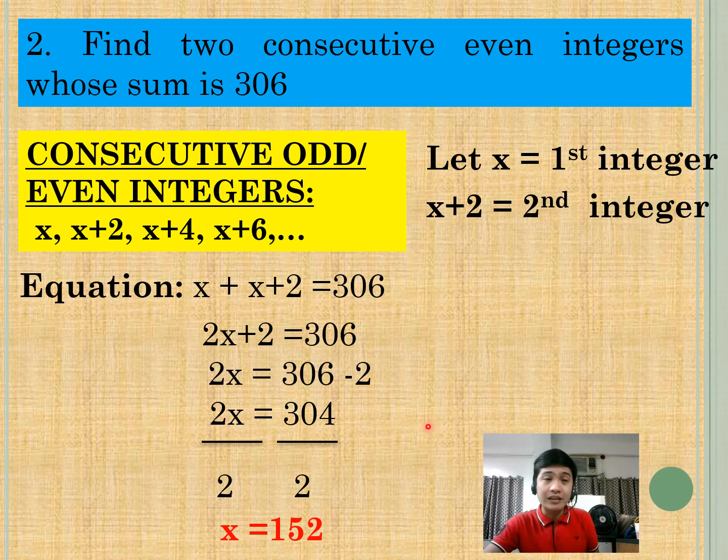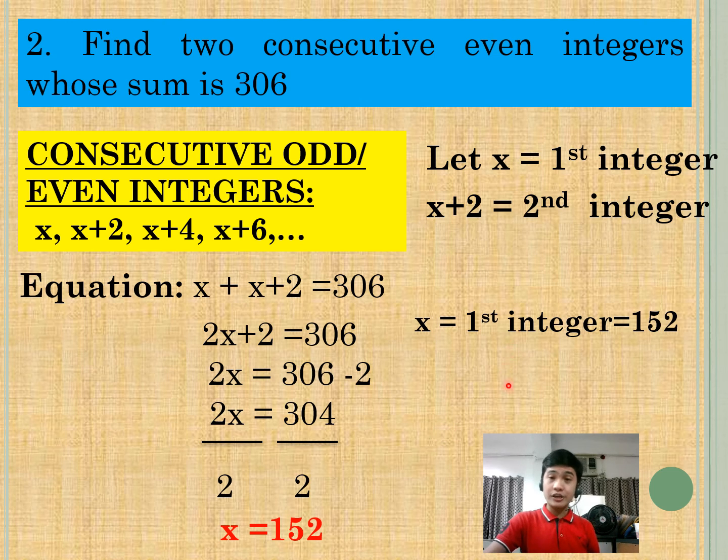We just simply divide 304 with 2. However, hindi ibig sabihin na nahanap na natin yung value ni x tapos na yung problem. Balikan po natin yung problem. Ang hinahanap po sa problem, take note, that we need to find the two consecutive even integers. Since ginamit natin si x at si x plus 2 to represent yung hinahanap nating two consecutive even integers, therefore, our first integer is 152. Kasi ang value ng first integer natin, we represent it using the variable x. Dahil may value na si x, 152 ang ating first integer.